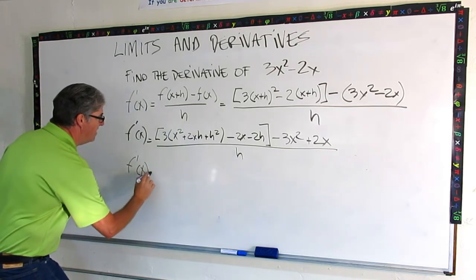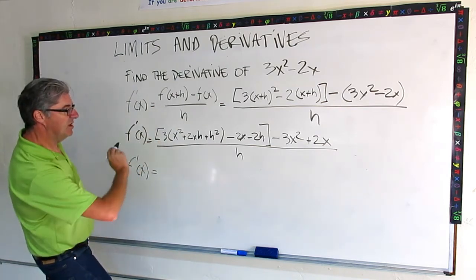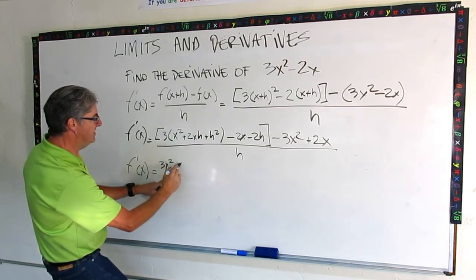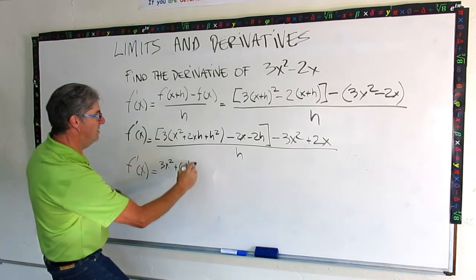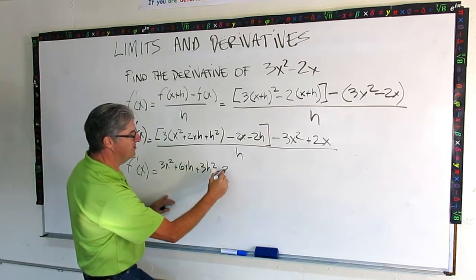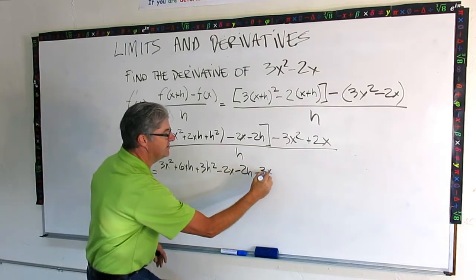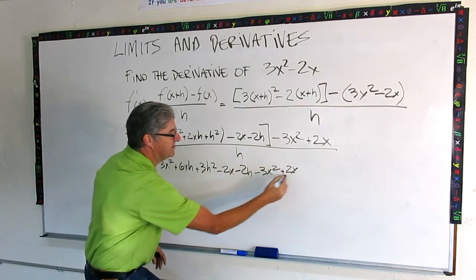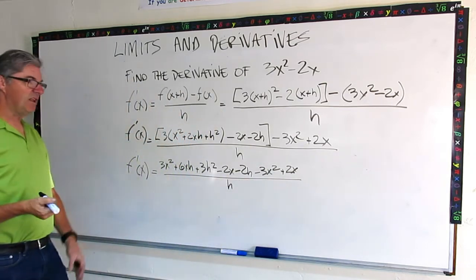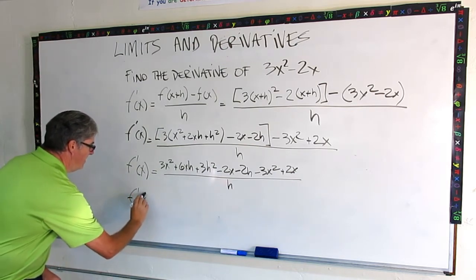F prime of x now is going to equal, I'm going to distribute my 3. So I think I'm going to try to lose all my brackets on this. 3x squared plus 6xh plus 3h squared. And then bring my minus 2x, my minus 2h, and then I have my minus 3x squared and my plus 2x, all over h. Hopefully I can keep this all on one board for you. Okay, f prime of x.